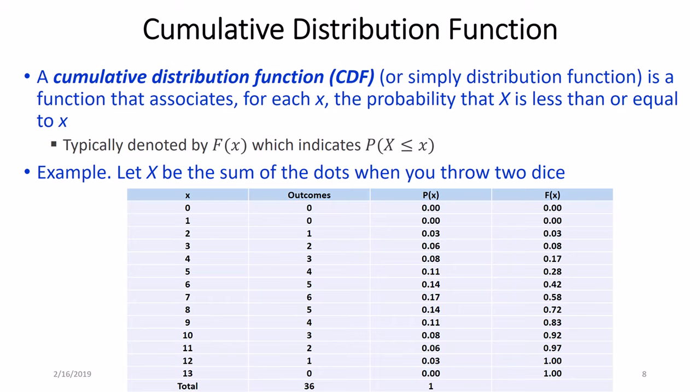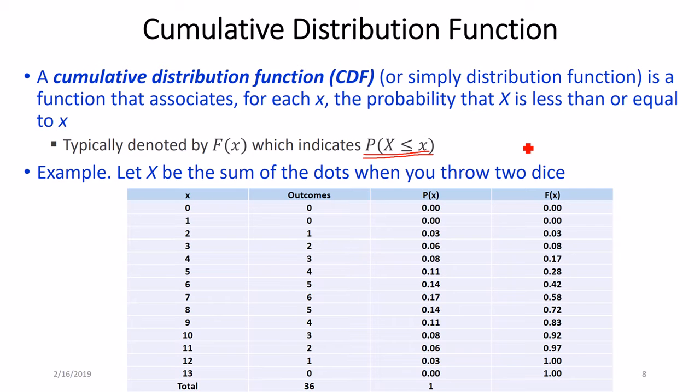Now we talk about the cumulative distribution function, or CDF. This function associates each value x with the probability that the variable X is less than or equal to that value. When we write F(x), it means the probability of the variable X being less than or equal to the lowercase x value.